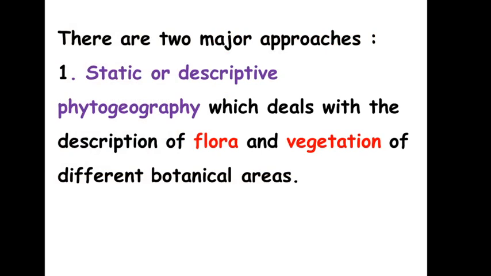Now in phytogeography there are 2 main branches, or you can say there are 2 main approaches to the study of phytogeography. Number one is known as descriptive phytogeography or static phytogeography. In static phytogeography, what a phytogeographer does is study the description of flora and vegetation of different botanical areas, which means they have a study area.